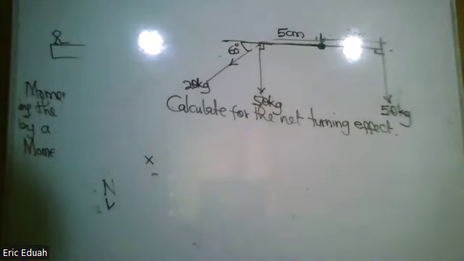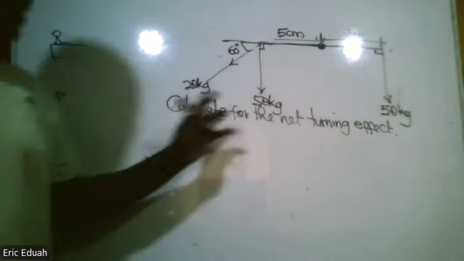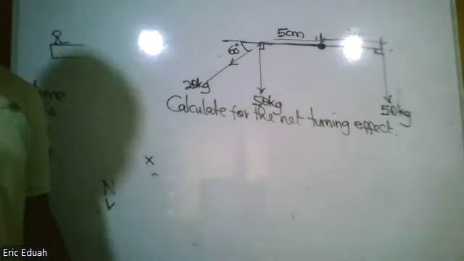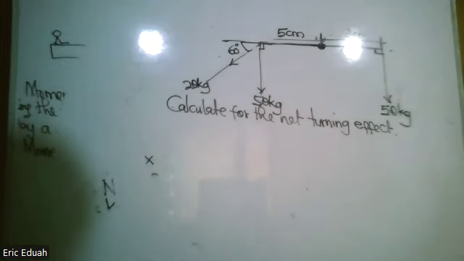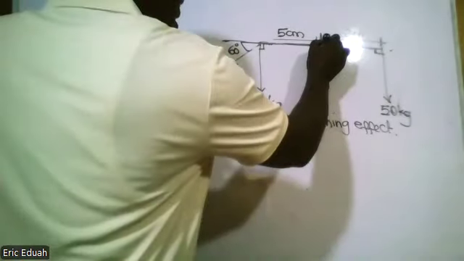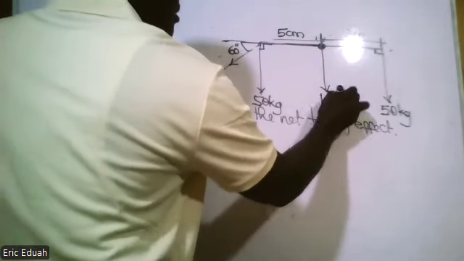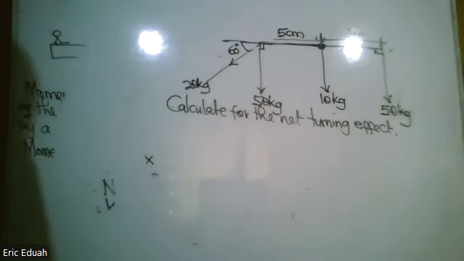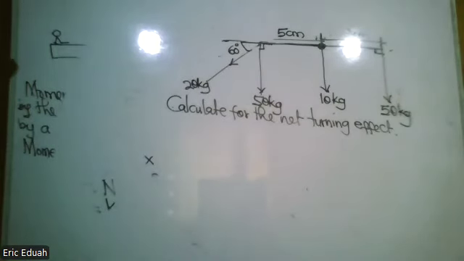Start work. We have to calculate for the net turning effect. This time we have a number of forces acting on the bar, 3 of them. Let me include another one. This is 10 kilogram. It acts on a pivot. What will be the net? The net. Net is the difference.